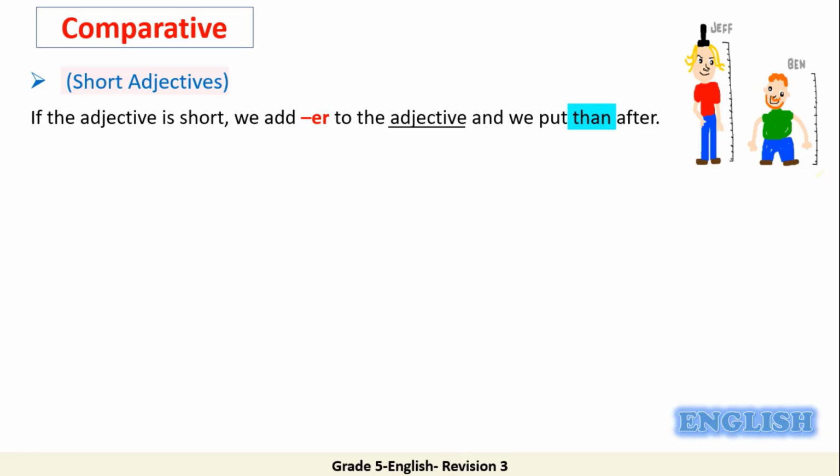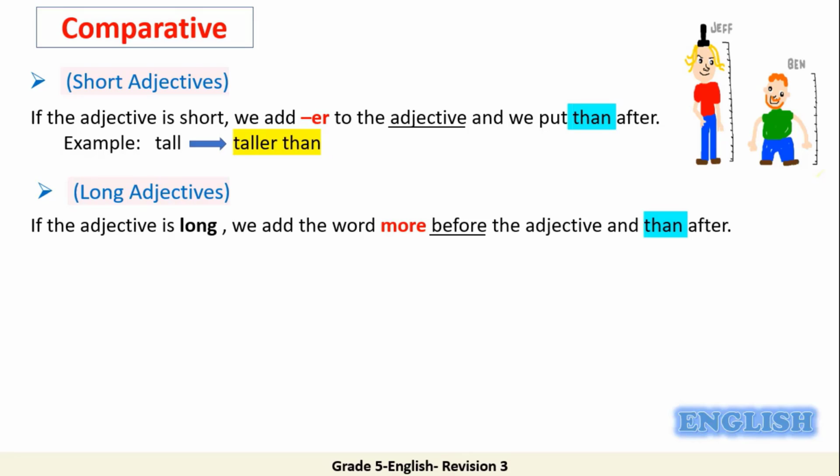If the adjective is short, we add er to the adjective and we put than after. For example, the word tall will be taller than. Now, long adjectives. If the adjective is long, we add the word more before the adjective and than after. For example, the word important will be more important than.